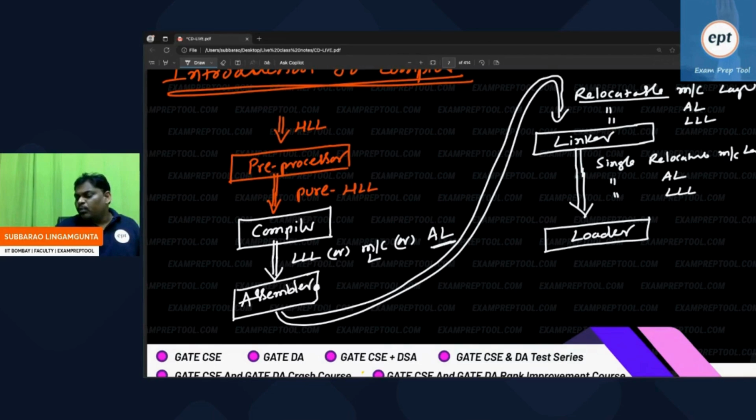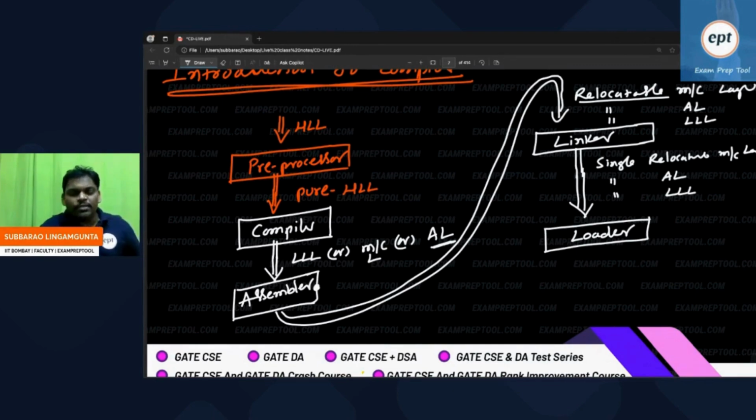Assembler will make the program in such a way that the program can go from one memory to another memory without losing anything. Without losing anything, your program can move from one place to another place because of the assembler. The assembler will do the necessary changes in the program. It is something like this.